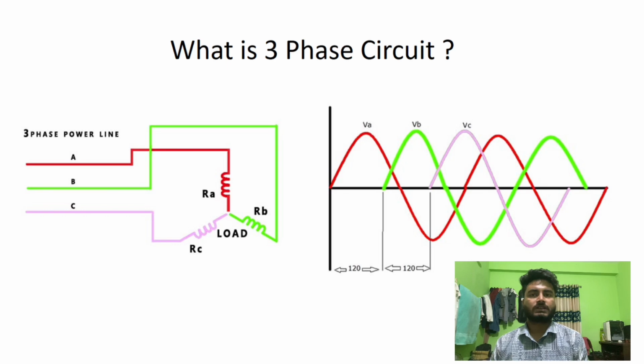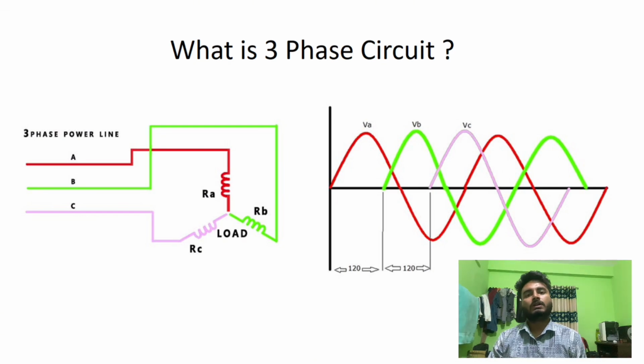What is a three-phase circuit? A three-phase circuit is a system that uses three alternating currents of the same frequency but with a phase difference of 120 degrees between them. It is widely used in power systems for transmitting electricity over long distances and supplying power to industrial and commercial equipment.